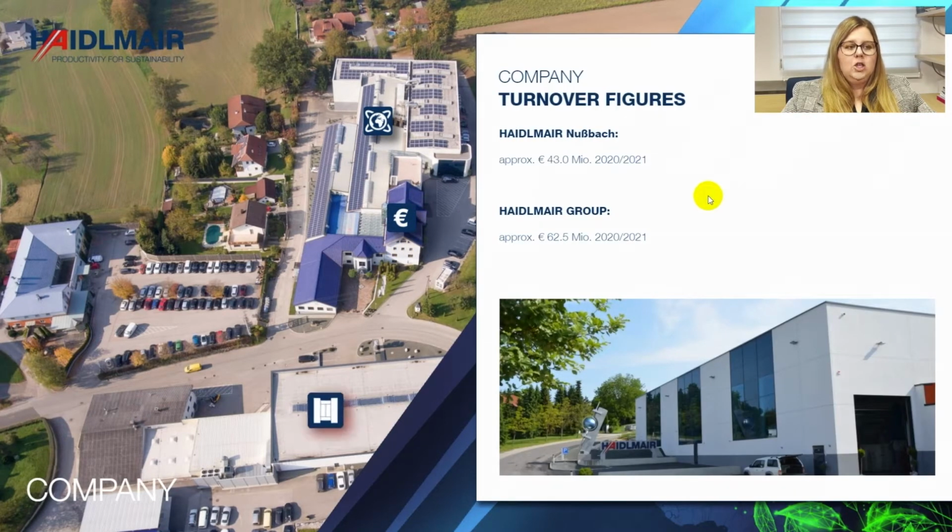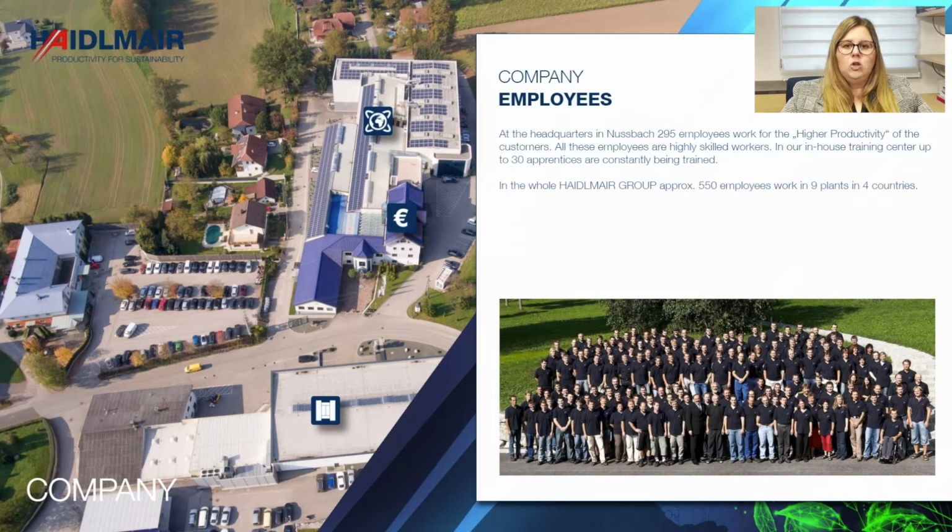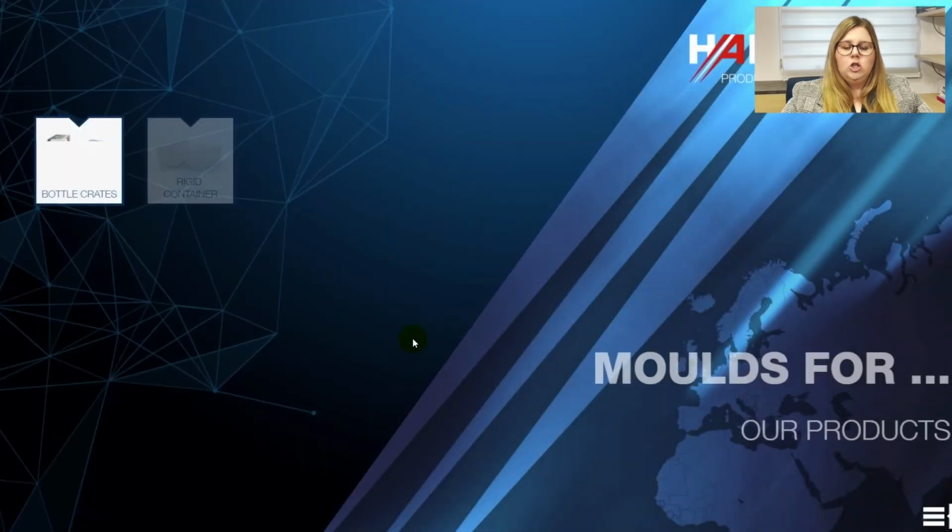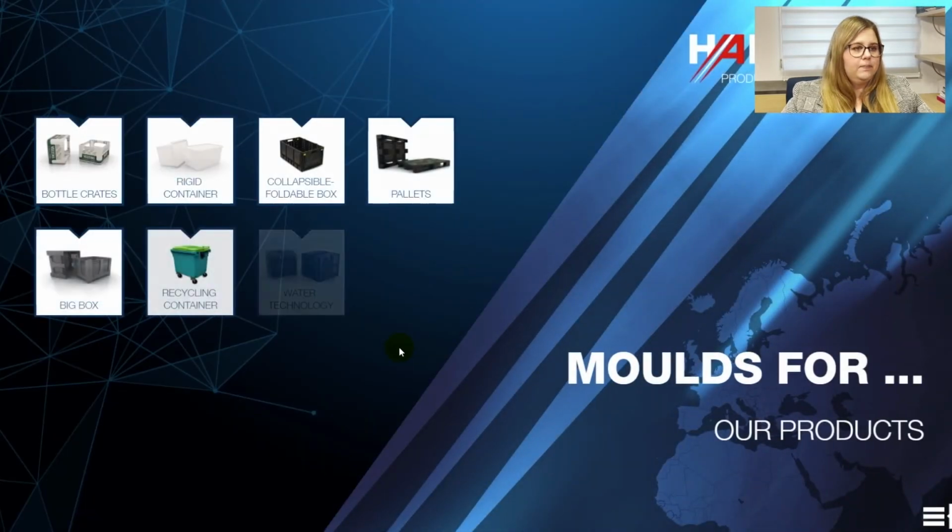In the HAIDLMAIR Group as a whole, we had a turnover in the fiscal year 2020-2021 of 62.5 million euros. HAIDLMAIR GmbH contributed a share of 43 million euros to that. We're located in Grenztal in Nussbach in Austria, and in our headquarters we currently have a team of around 300 employees, which you can see on the picture. In the HAIDLMAIR Group, we have around 550 employees in 9 companies in 4 countries, as I said.